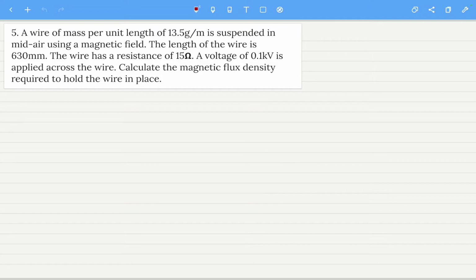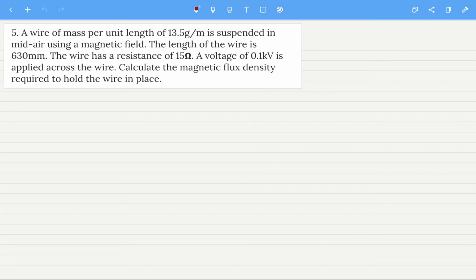So if you weren't sure on this one, as I'm starting to go through it, if it clicks in your head, you might want to pause it and then finish the question off before you check your answer. So essentially, we're going to use F equals BIL to calculate the magnetic flux density B. We know the length, 630 millimeters. The current we don't know, but we can calculate that. And the force we don't know either. So let's get the current first of all.